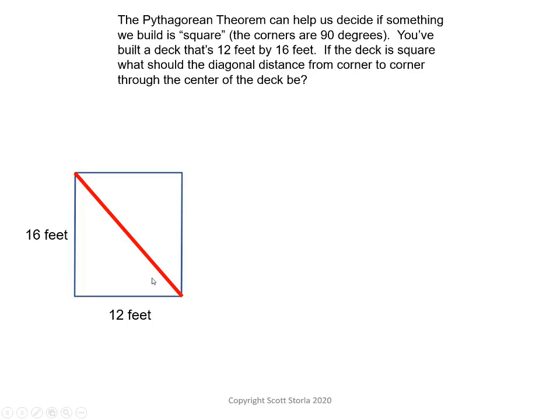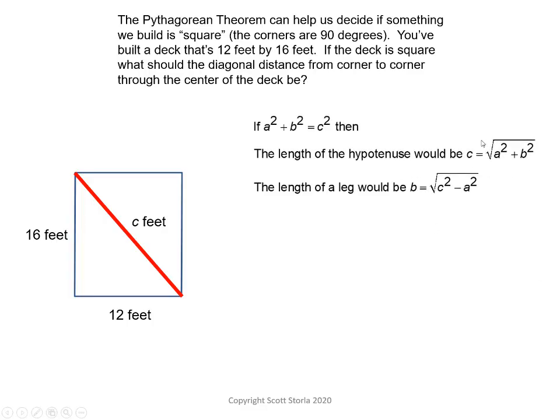This time I'm looking for the length of a hypotenuse, and so I'm going to need this form right here, and I'm going to fill in my two leg lengths, 16 and 12, and then I follow the order of operations. I square both of those, I add them up, I find the square root of 400, which happens to be exactly 20. And so this deck will be square if this distance turns out to be 20 feet.